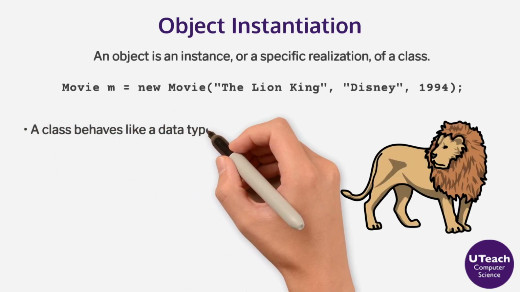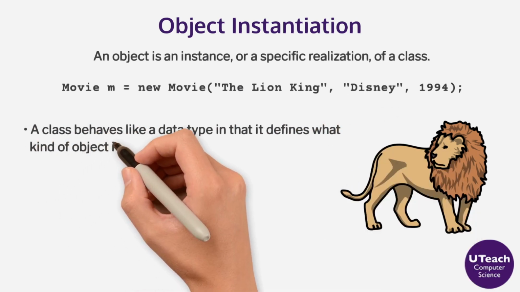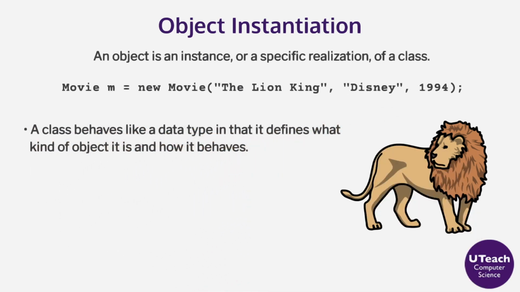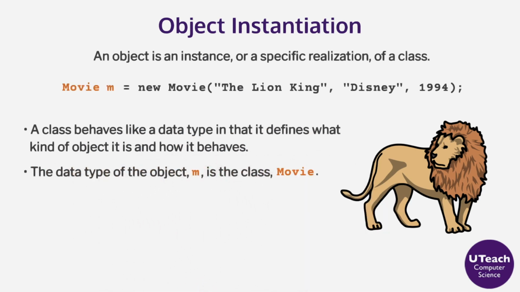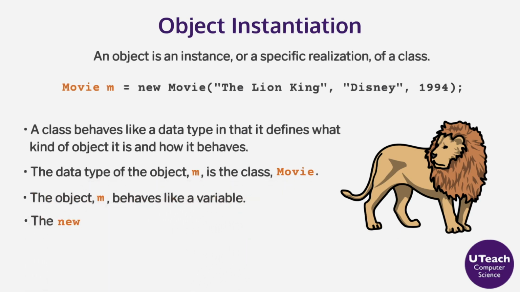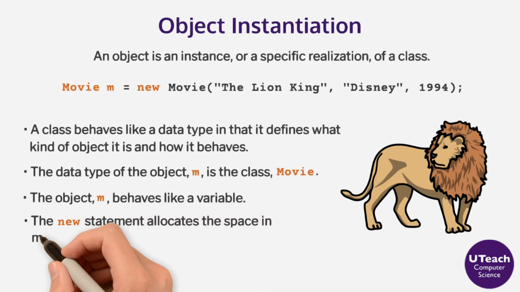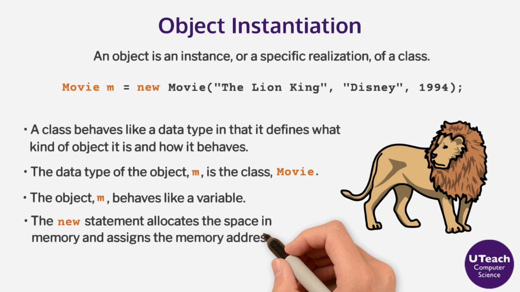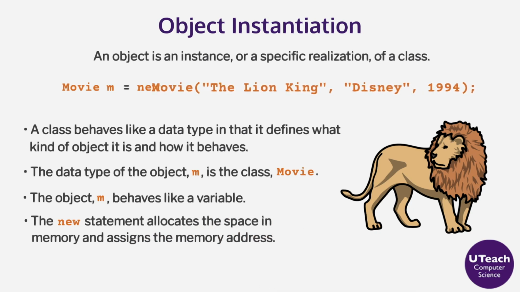A class behaves like a data type in that it defines what kind of object it is and how it behaves. The data type of the object m is the class Movie. The object m behaves like a variable. The new statement allocates the space in memory and assigns the memory address. The Movie("The Lion King", "Disney", 1994) part of the code calls a constructor of the class and builds the object by assigning the instance variables to the values of the parameters.